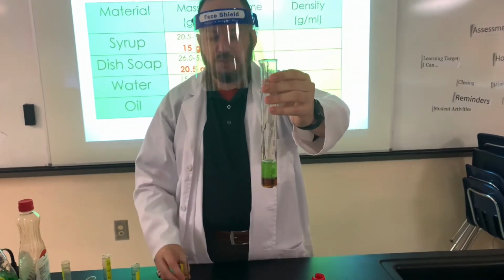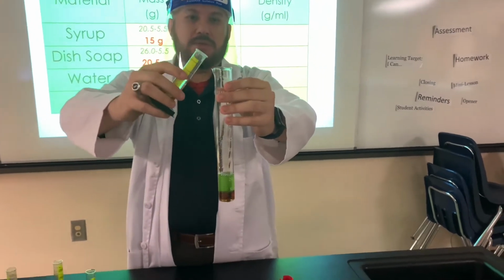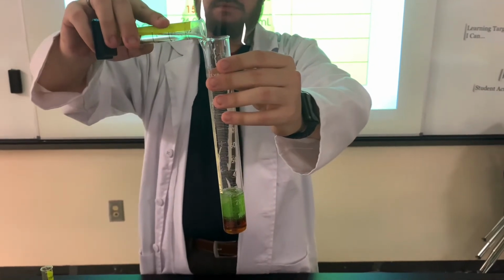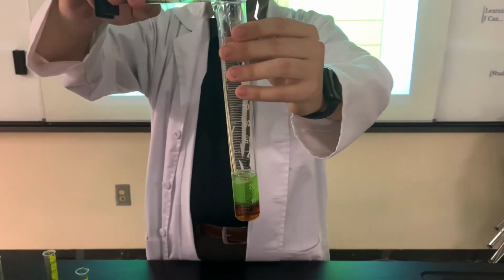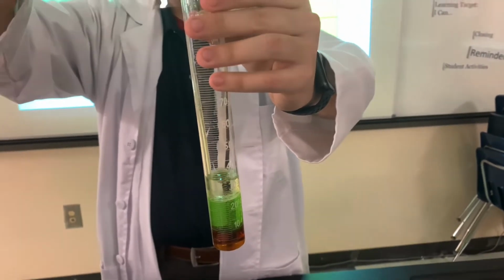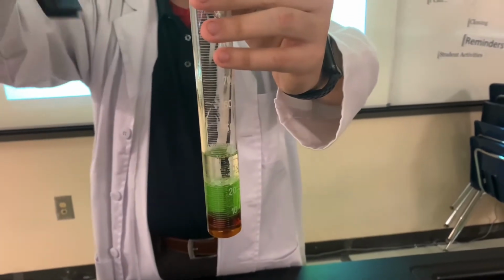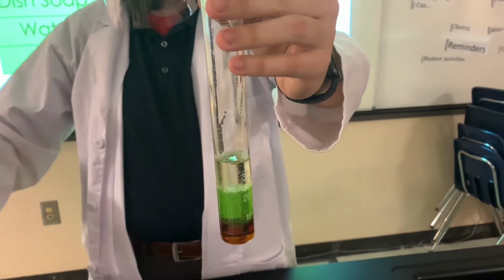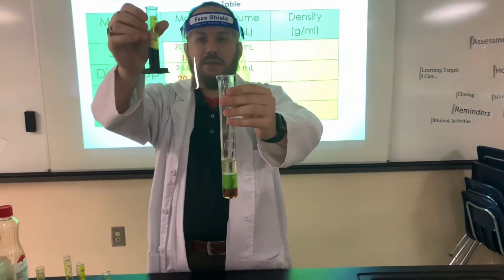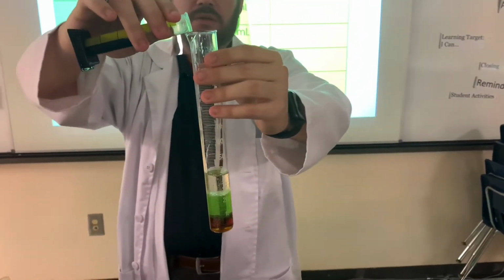I'm going to change things up a little bit and add the oil first. So he's adding our 15 milliliters of oil. Again, our observations, our evidence: we can observe that the oil is sitting on top of the dish soap, which is on the syrup. And our last material, the water. Again, we added a little blue dye just to make it easier to tell the difference between the water and the oil, because they were looking very similar.